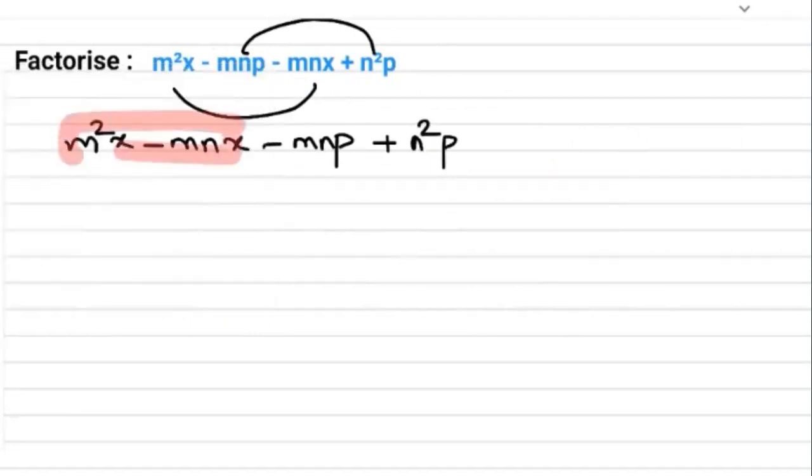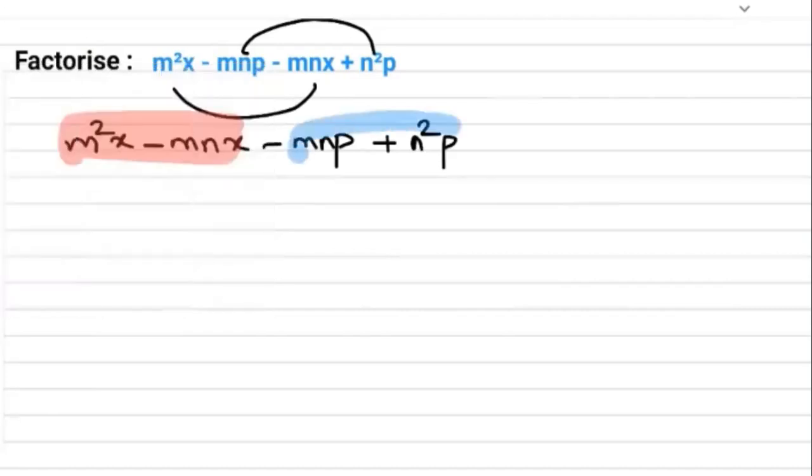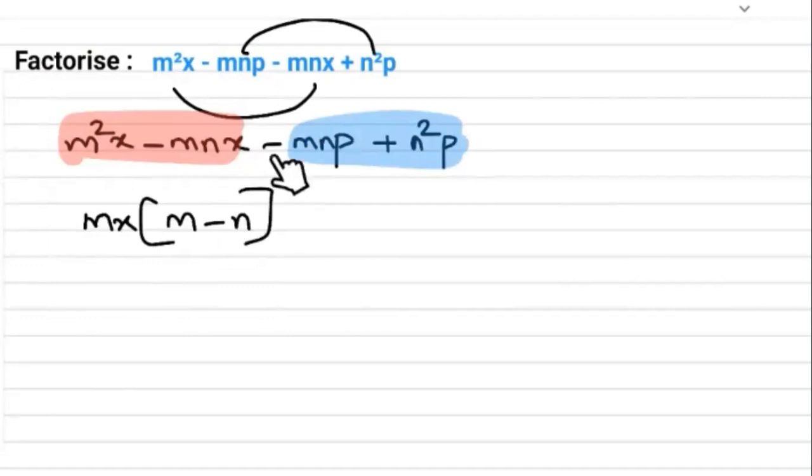Now in this we have m and x common. So group these two. So m and x is common, we are taking it out. From m²x we take mx out, so m is left, and here mx times minus n. So m minus n. And in this we have n and p as common.